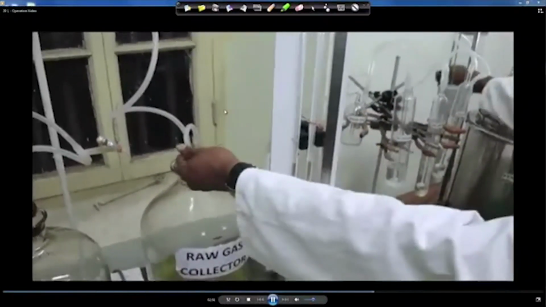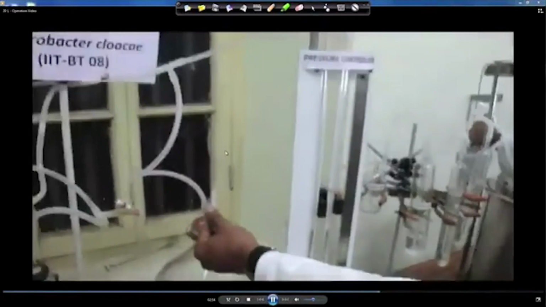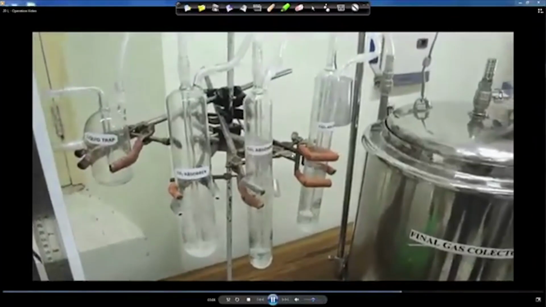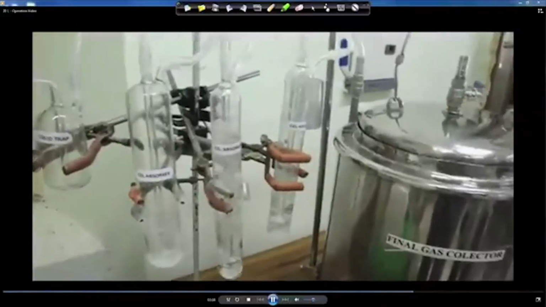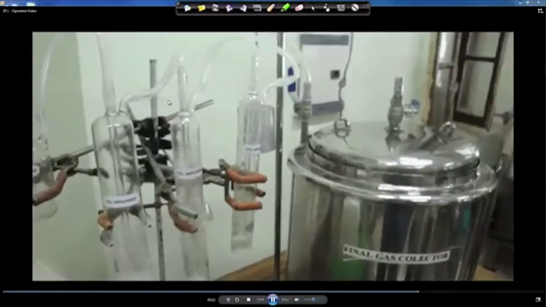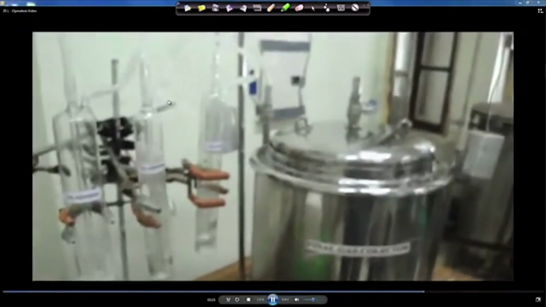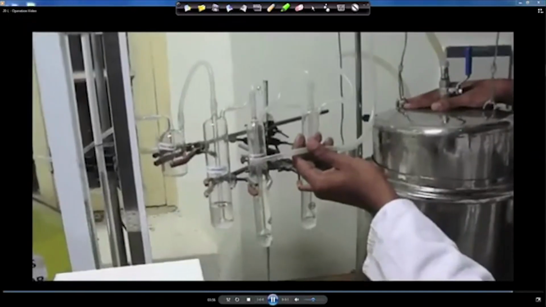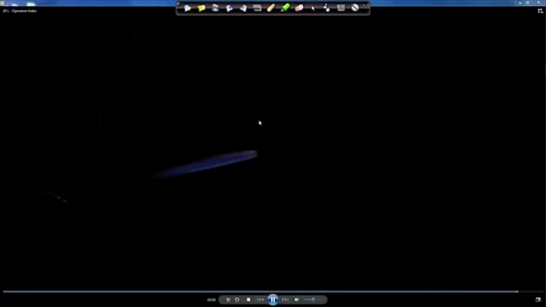Now we open this pipeline so that whatever gas is accumulated can be collected in the gas collector. But it is passed through the carbon dioxide absorber. Here we use 50% KOH solution to absorb carbon dioxide, and here we have a trap just to protect this KOH. It should not disturb our fermentation process. Finally, we try to find out the nature of the flame of the hydrogen. We find it is perfectly blue.